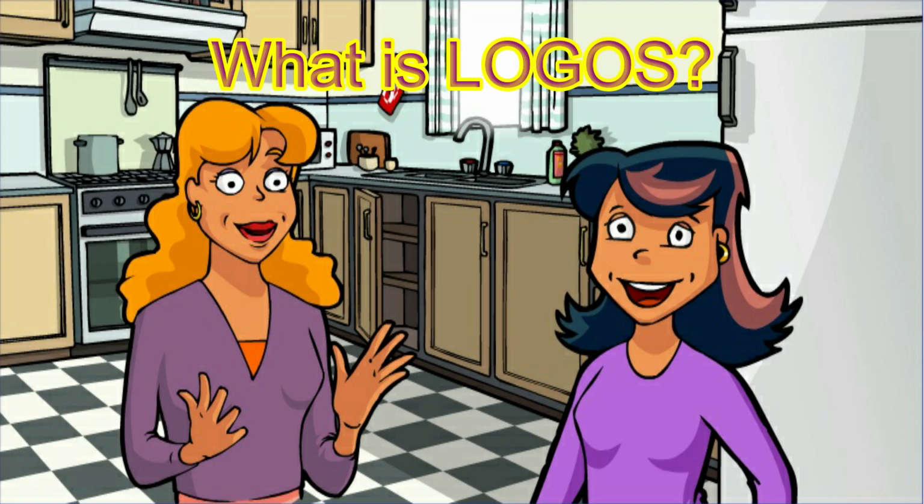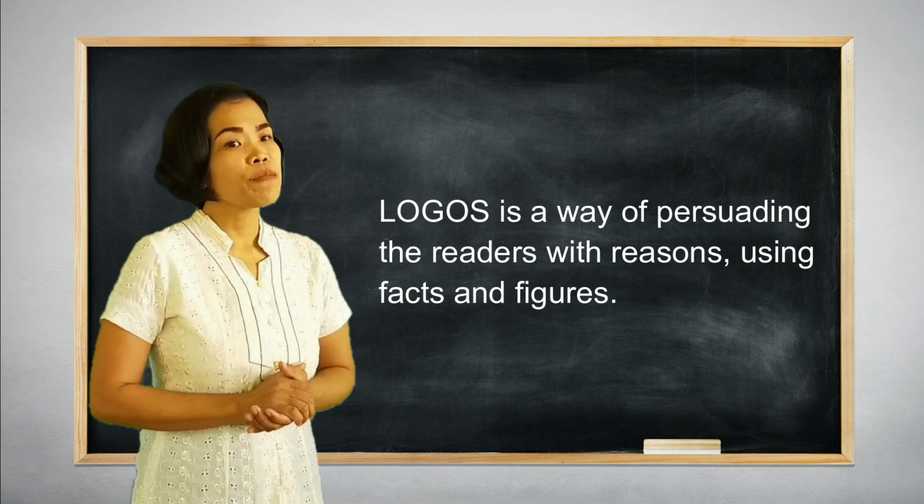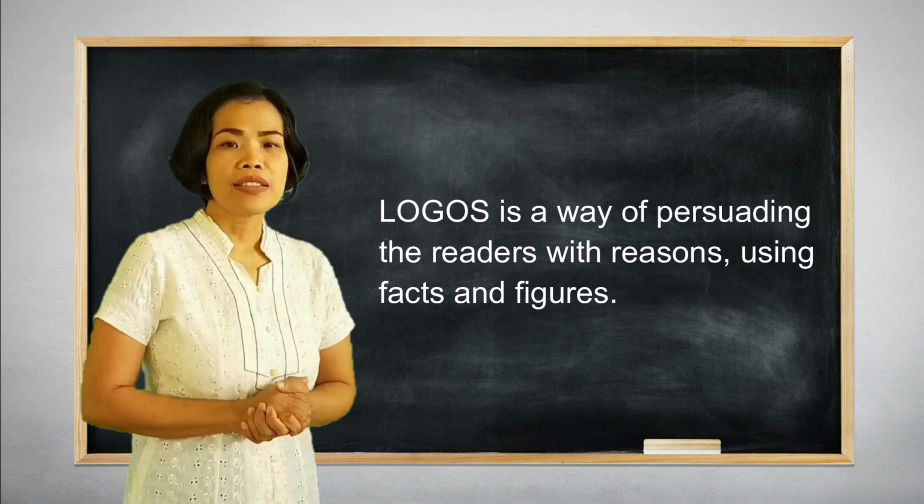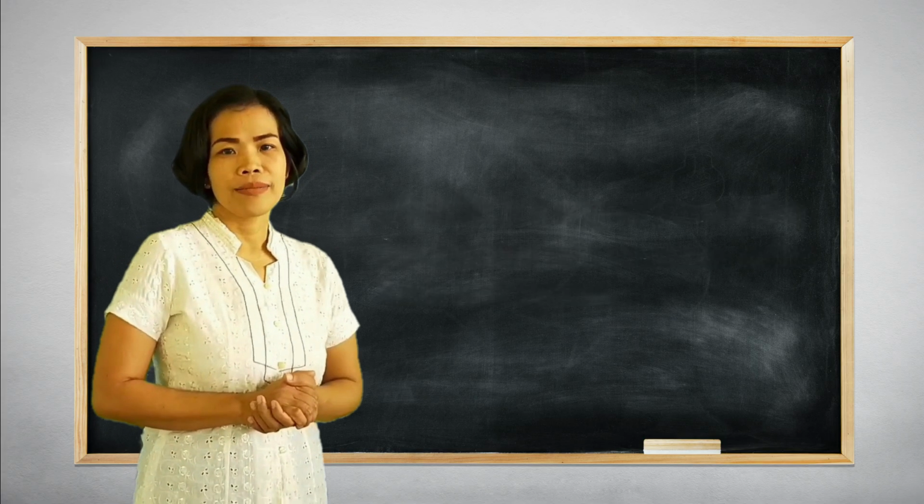She could have tried appealing to her mother's emotion by saying, "If you love me, you'll buy me a new laptop." However, she decided to use an appeal to reason. This strategy of persuasion is called logos, or appeal to logic or reason. Logos is a way of persuading the readers with reasons, using facts and figures.